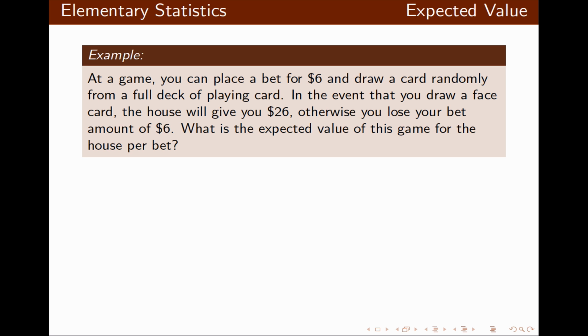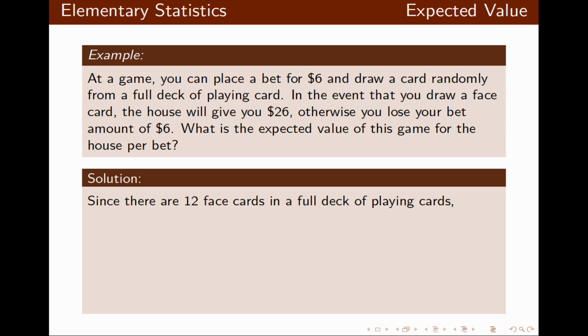At the game, you can place a bet for $6 and draw a card randomly from a full deck of playing cards. In the event you draw a face card, the house will give you $26. Otherwise, you lose your $6 bet. What is the expected value of this game for the house per bet?